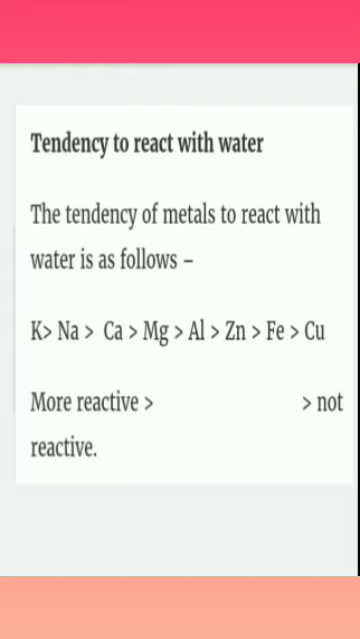So let us see the tendency of metals to react with water. The tendency of metal to react with water is as follows. Sodium is more reactive. Potassium, sodium, calcium, magnesium, aluminium, zinc, iron, copper. So potassium, sodium and calcium react with cold water. Magnesium reacts with hot water. Aluminium, zinc and iron react with steam.